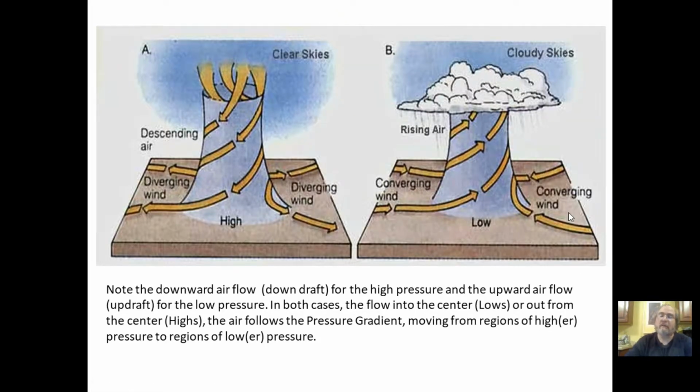So just another diagram showing the same sort of idea. Downward airflow for the high pressure system is called the downdraft. Upward airflow, updraft, for the low pressure. In both cases, a flow into the center for lows, or out from the center for highs. The air follows the pressure gradient, moving from regions of high or higher pressure to regions of low or lower pressure. This is the key point: pressure gradient, whether we're talking atmospheric or oceanic.